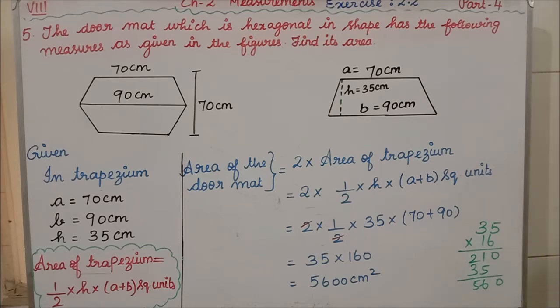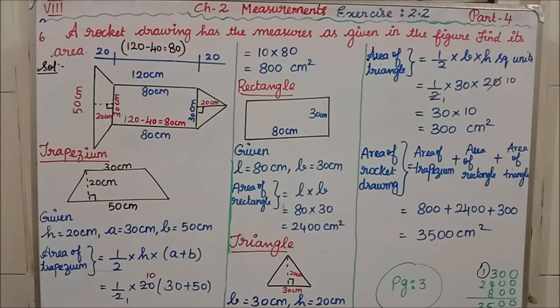Clear students, all of you? The area of the doormat, how are we finding? We are finding by 2 trapezium. 2 area of the trapezium, we have found the area of the doormat. Clear all of you? In exercise 2.2, next we will see the 6th question. The rocket drawing as the measures as given in the figures, find its area.